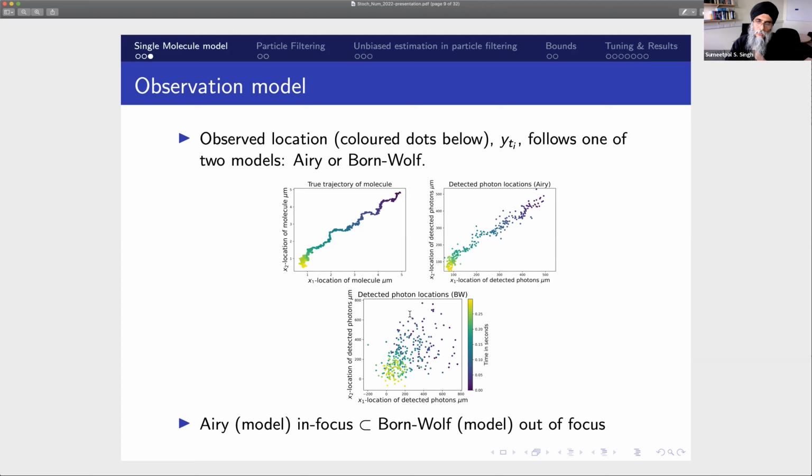As you can see, this observation process is highly scattered because the molecule was perhaps out of focus. And so on. You can still see the time of arrival of the observations according to the colors, but it doesn't cleanly follow the trajectory as you have. So this model is known in the literature as the Born-Wolf model, but the name is not particularly important. We're going to use this model in particular.